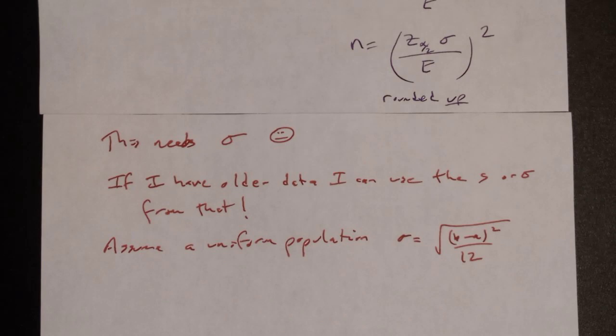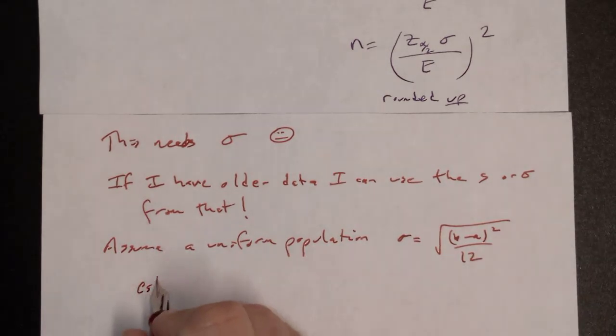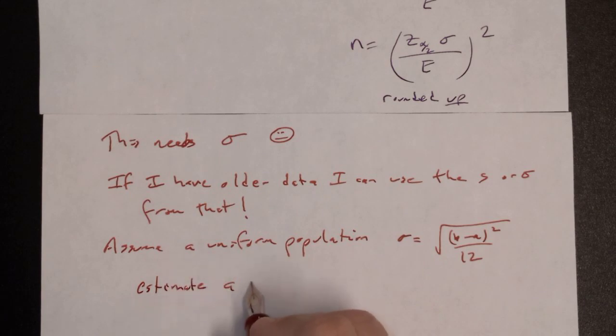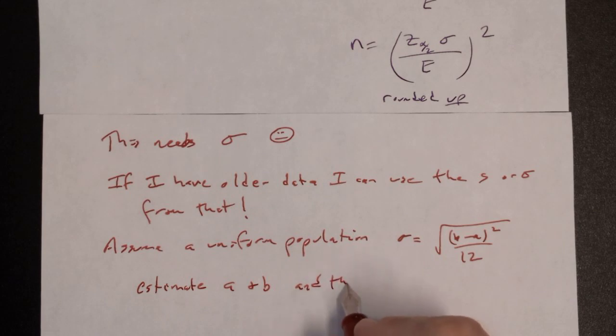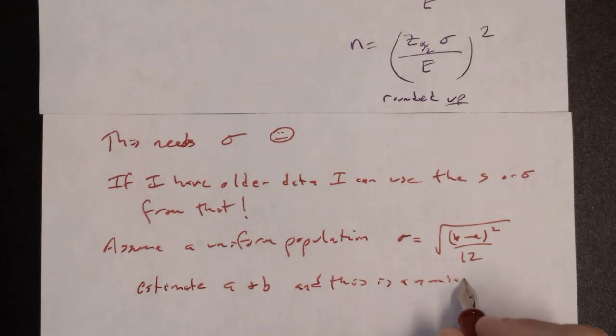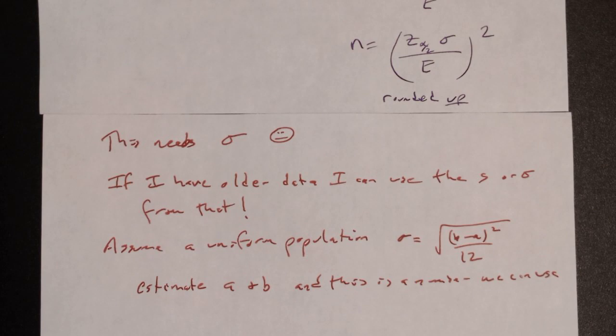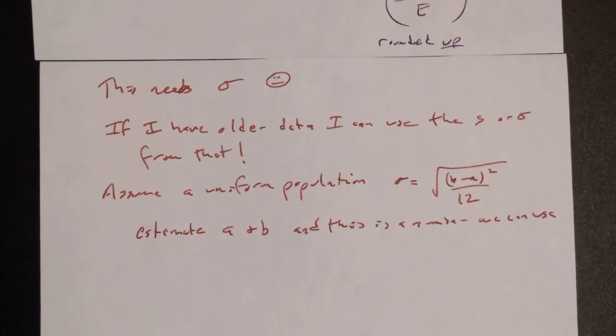So if I can figure out an estimate for the low and the high, then I can use this number. If I come up with 60 as a maximum number of hours somebody could study, I could go 60 squared over 12, take the square root. I've got a number. Square root of 300 is 17-ish, I think. But this is a really big estimate for the standard deviation.